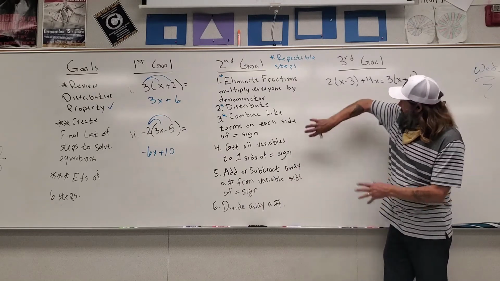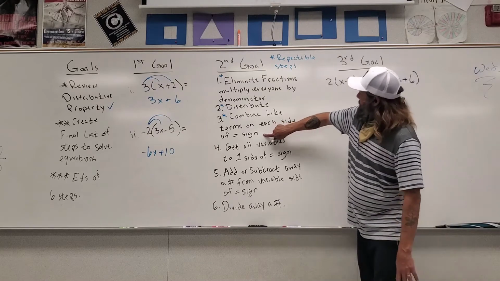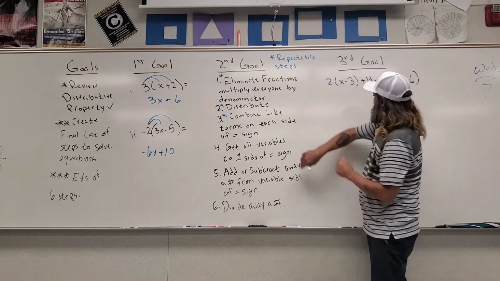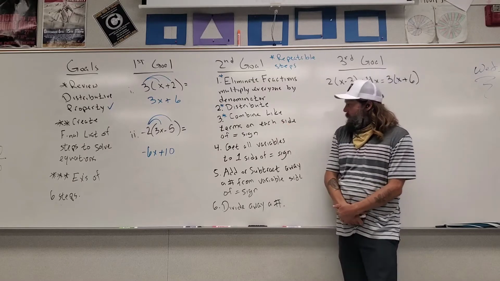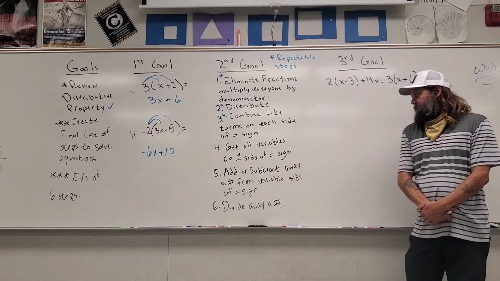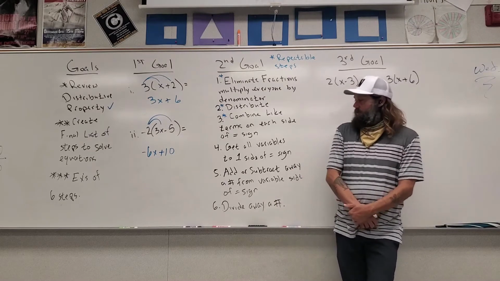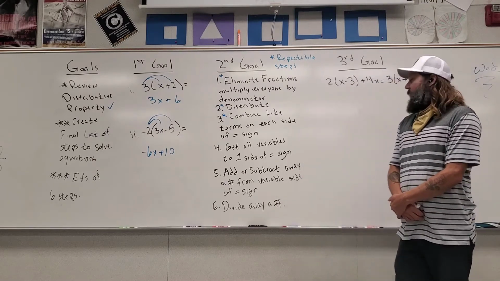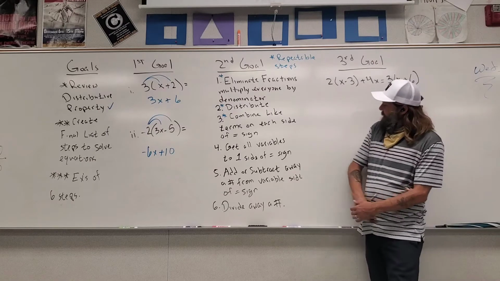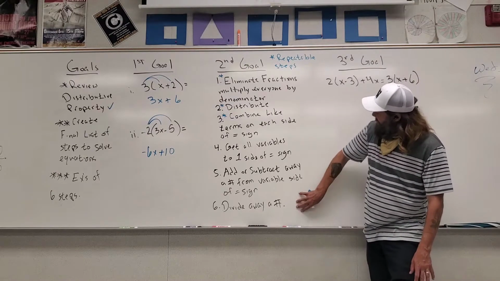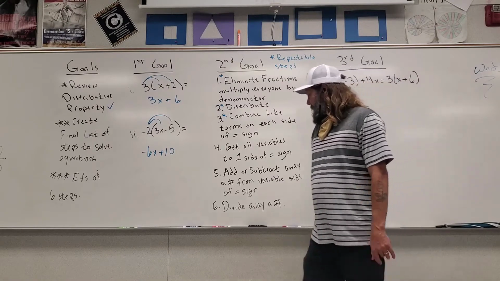And so I wanted to stress the fact that you can only work on one side of the equal sign for step 3. Step 4, we're going to get all variables to one side of the equal sign. Remember that solve for 5 problem, we use addition or subtraction to move variables to the other side. Step 5 is we're going to add or subtract a weighted number from the variable side of the equal sign. And step 6 is we're going to divide away a number.